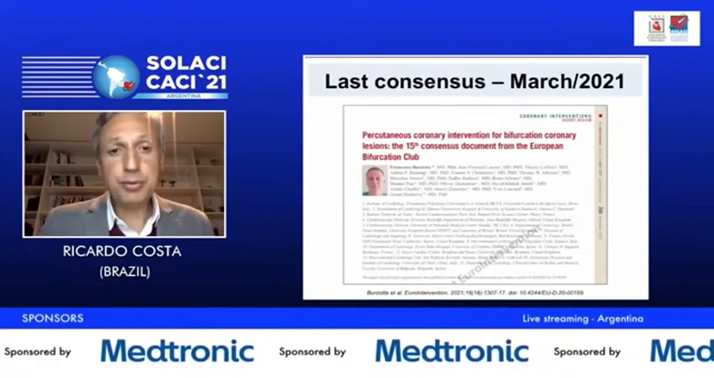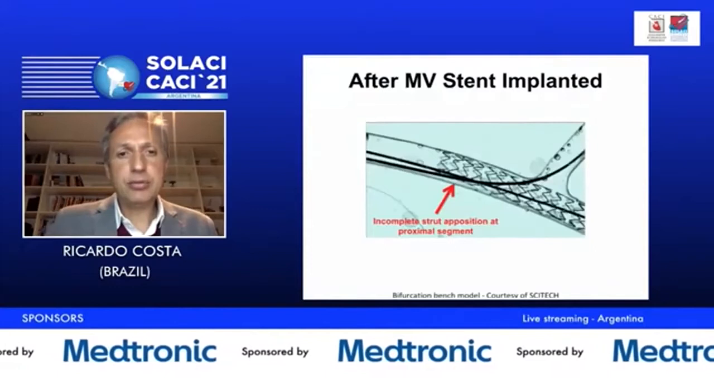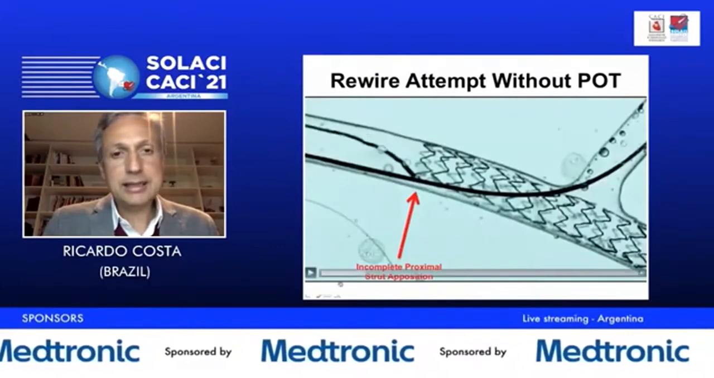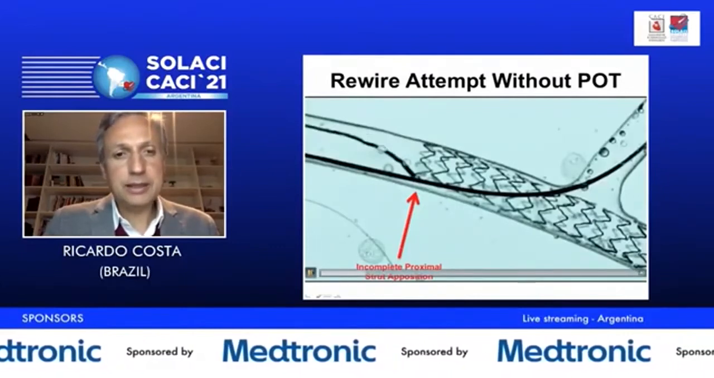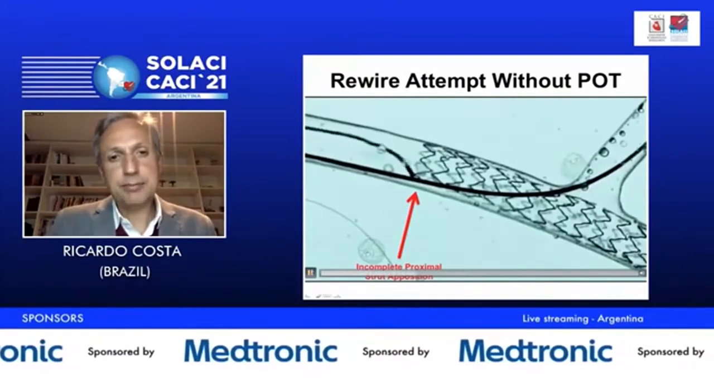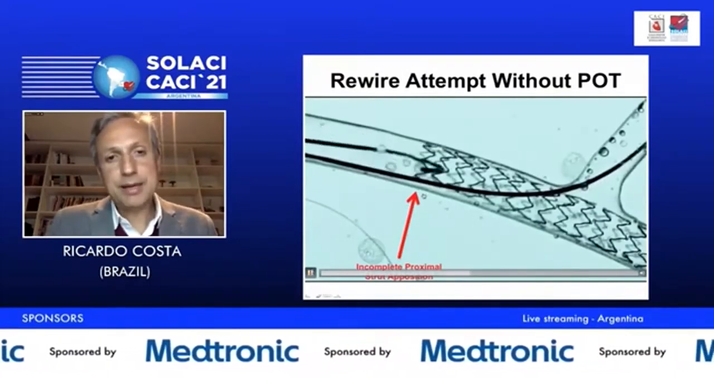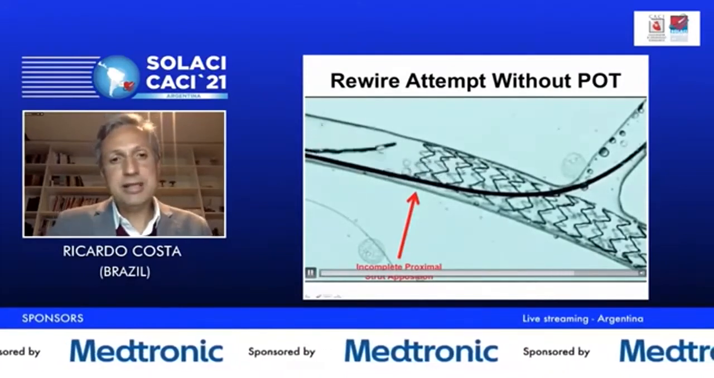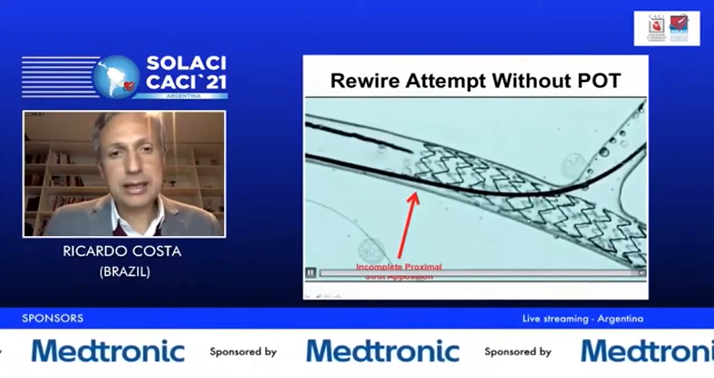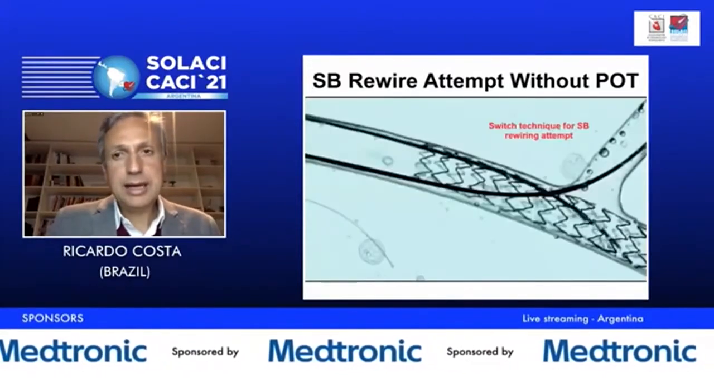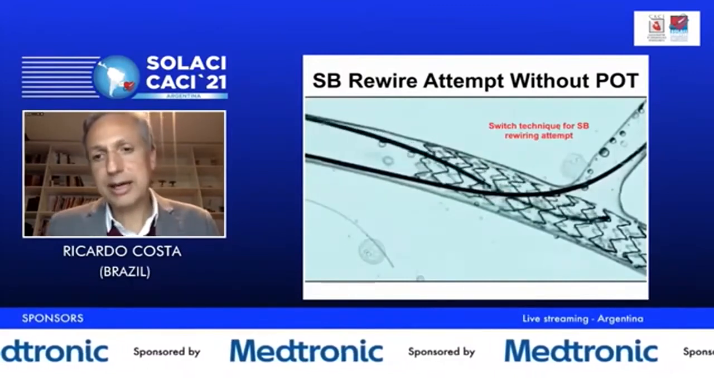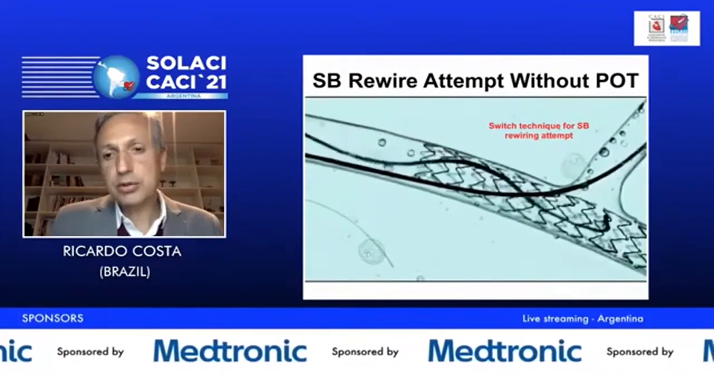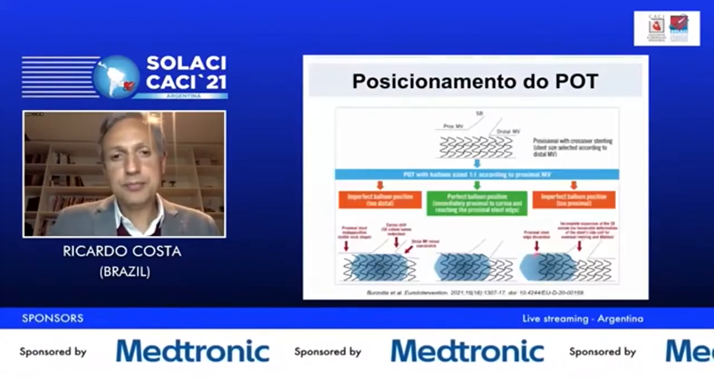And the last consensus and these important trials show us that there is an important aspect that we need to consider: the need to have a rewiring attempt without POT, to have a complete position. Here, it's difficult to move forward, to advance with the wire. Here, another example. We had to switch technique for the side branch rewiring attempt because it's difficult to access.